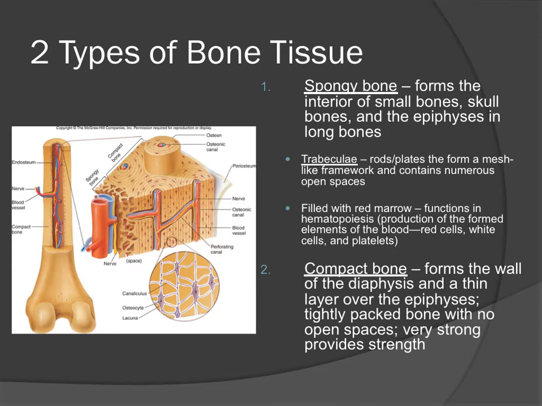That's our spongy bone. Now our compact bone forms the wall of the diaphysis and a thin layer over the epiphysis. Tightly packed bone with no open spaces is very strong and provides strength. So this supports the whole body. It protects organs, it provides levers for movement, and it stores and releases chemical elements, mainly our calcium. So remember, your compact bone is your stronger bone holding our weight.